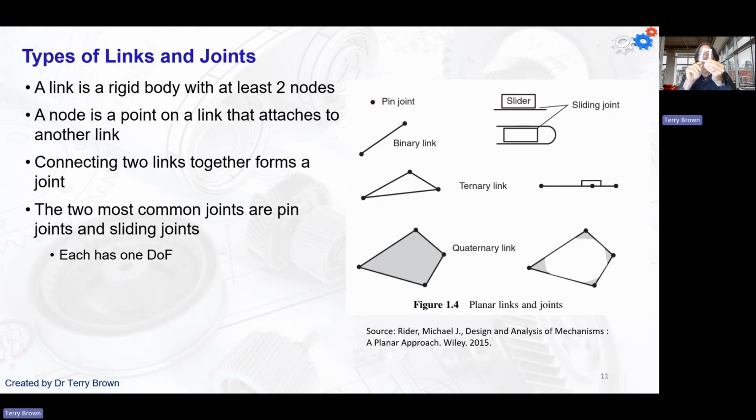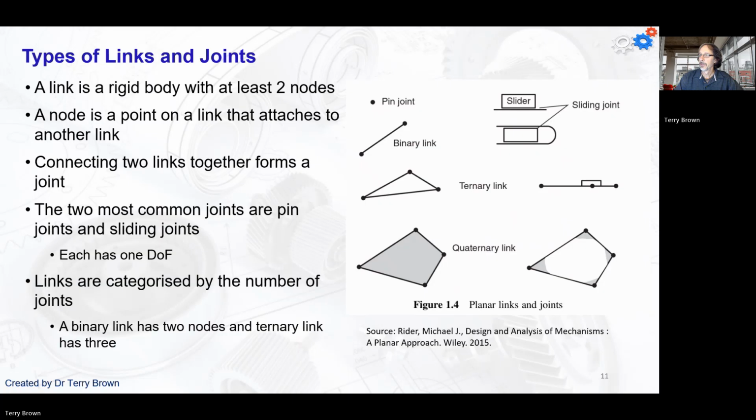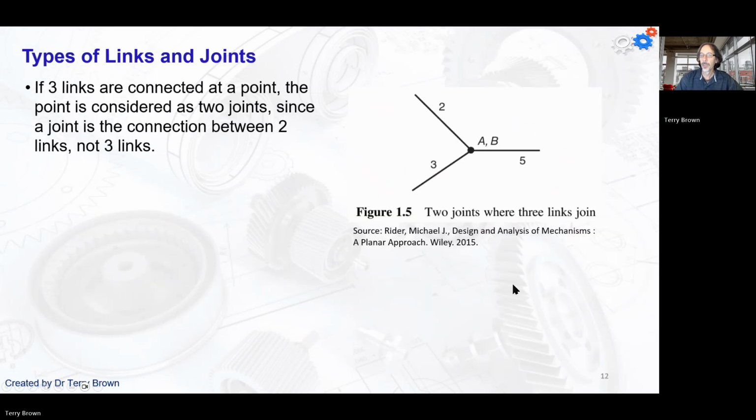If I had a slot in here, then put the bolt through the slot, then I would have a sliding joint here. Right? And we would represent that something like this in our diagram. So links are categorized by the number of joints that we have. So a binary link has 2, a ternary link has 3, a quaternary has 4, and so on.